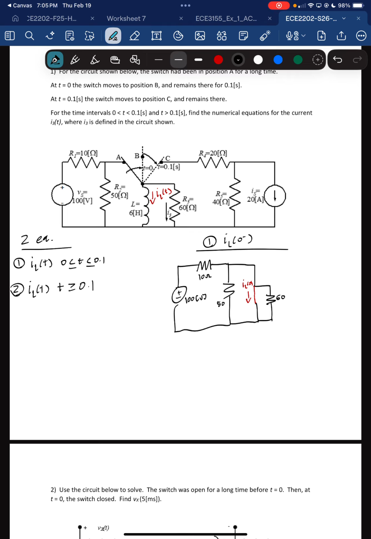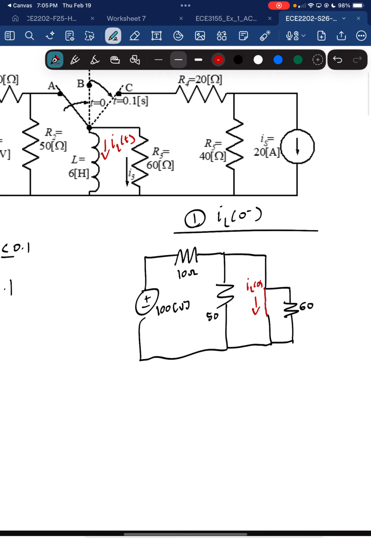10. Yes, exactly. Reason being is because this resistor and this resistor are both shorted out from this short circuit right here. Right, so IL of 0 is simply going to be 100 over 10. 100 volts over 10 ohms. So 10 amps.